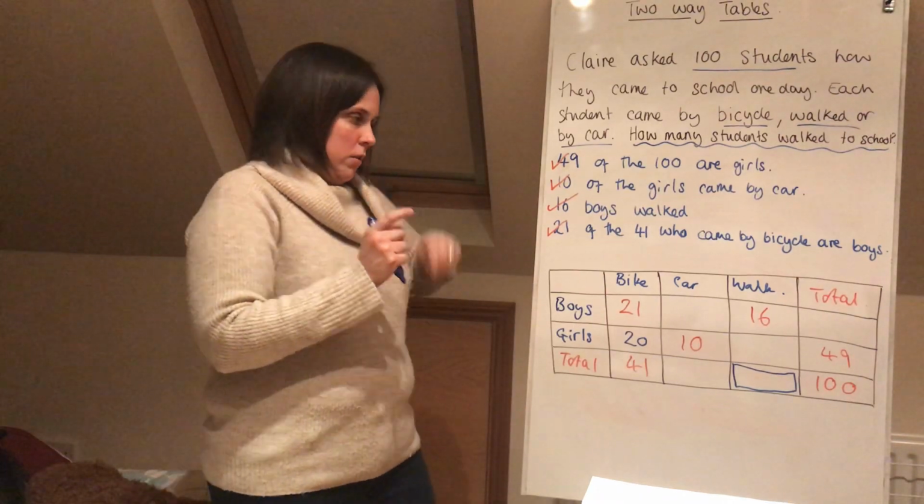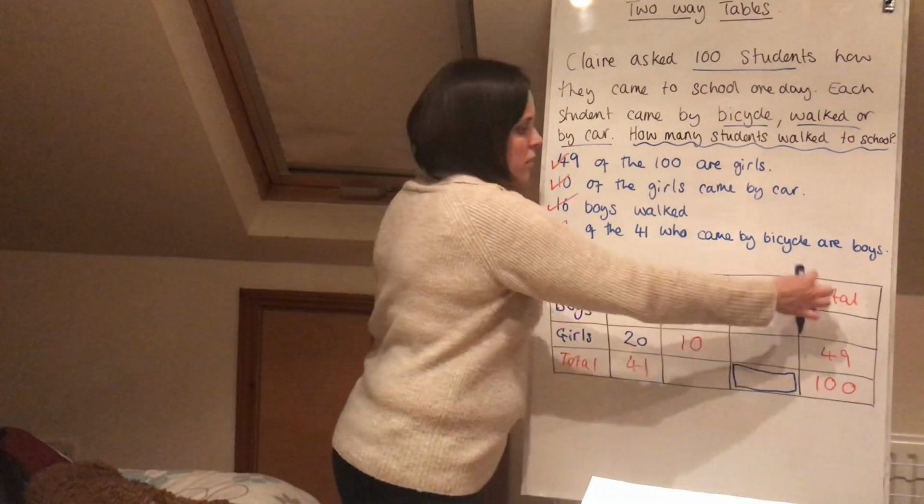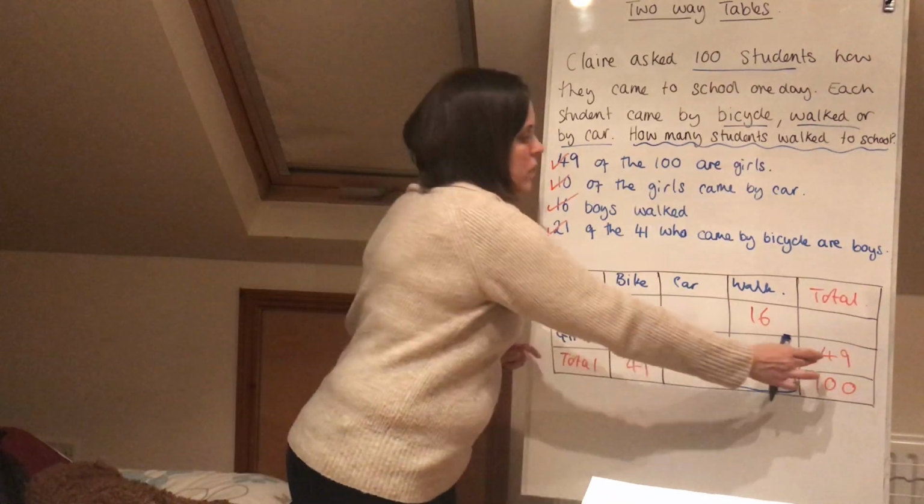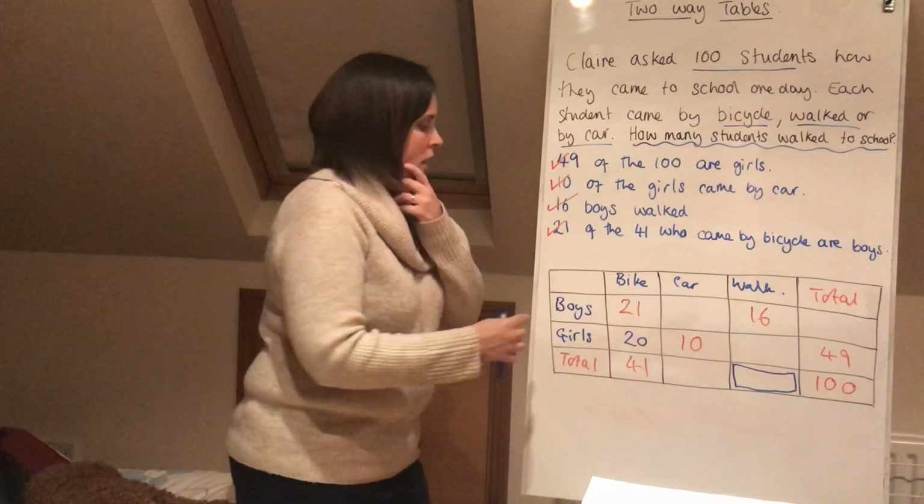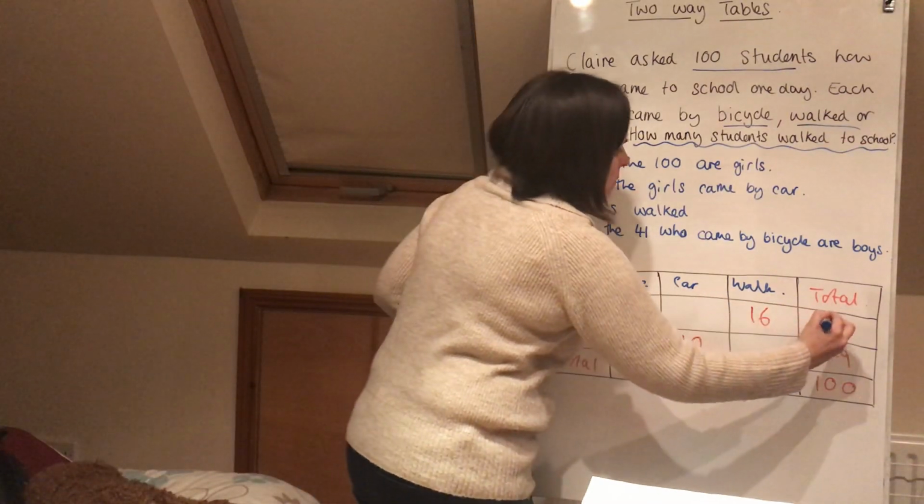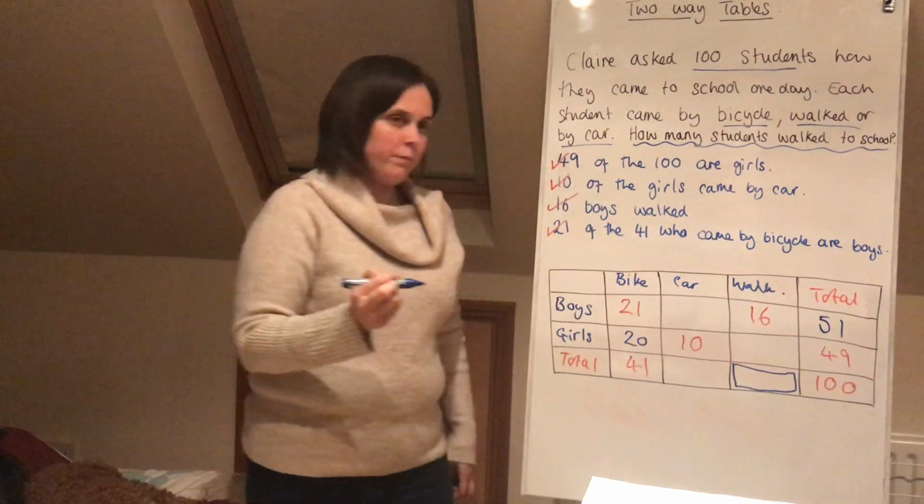The next place that you can spot that happens is with the totals at the end. So we know that there are 49 girls and we know there are 100 students, and they're either girls or they're boys. So therefore the missing number here must be 51.